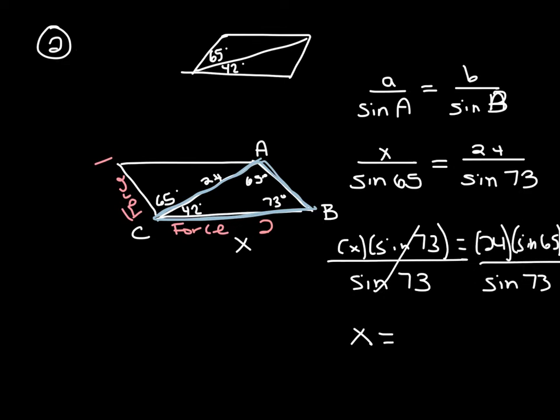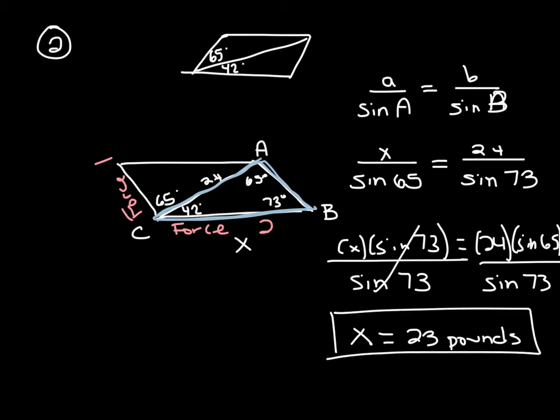And the question says, find to the nearest pound. So that's telling us that we have to round to the nearest whole number. So when you plug this in your calculator to the nearest whole number, you will get 23 pounds. And be sure to label your units, okay? Be sure to write the word pounds right here.